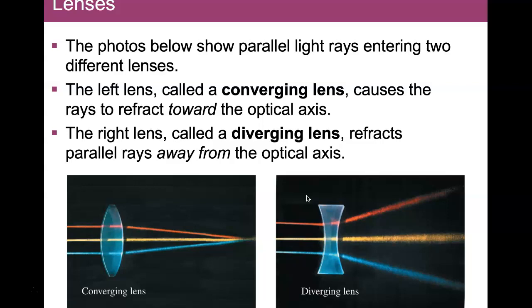be converging. So if you shine, let's say, parallel rays on it, they bend toward each other and they converge at one point. So that's a converging lens. Or they can be diverging like this.